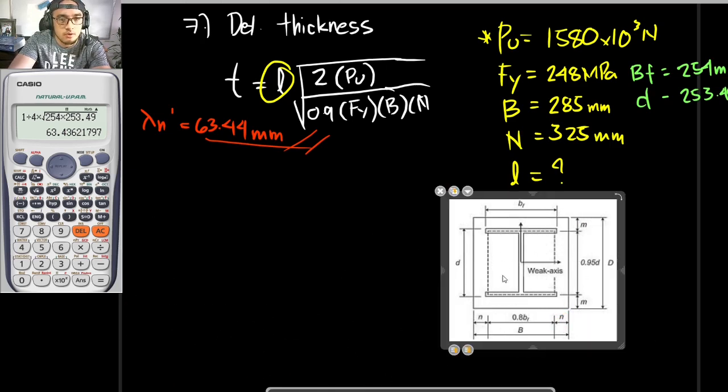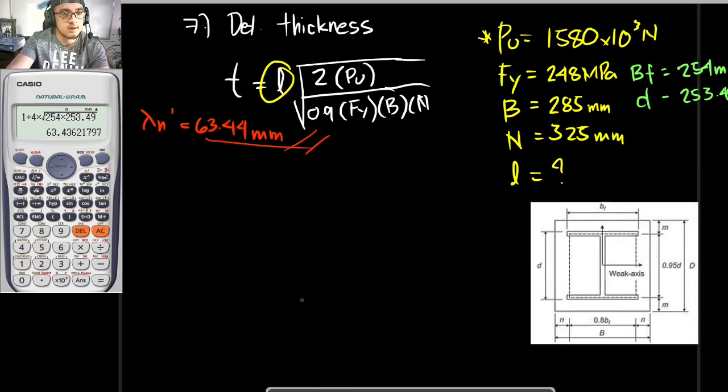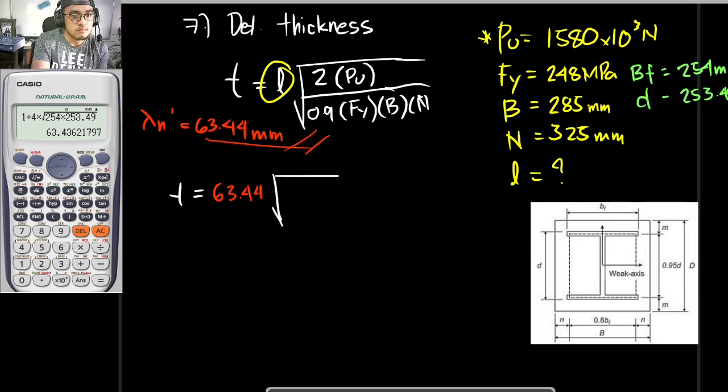Okay, so ano bang next? Solve na natin yung thickness. So for the thickness, I will just be substituting the known values in this equation right here. So as for the value of L, gawa tayo ng color coding, so 63.44 times the square root of 2 times PU, and our PU would be 1580 times 10 raised to 3 newtons.